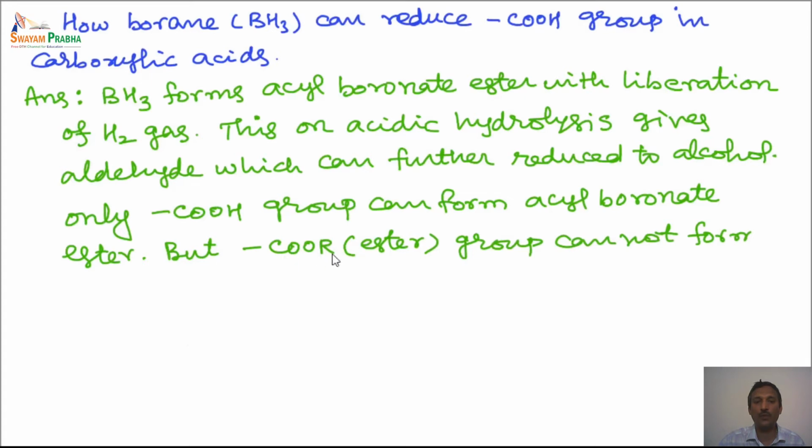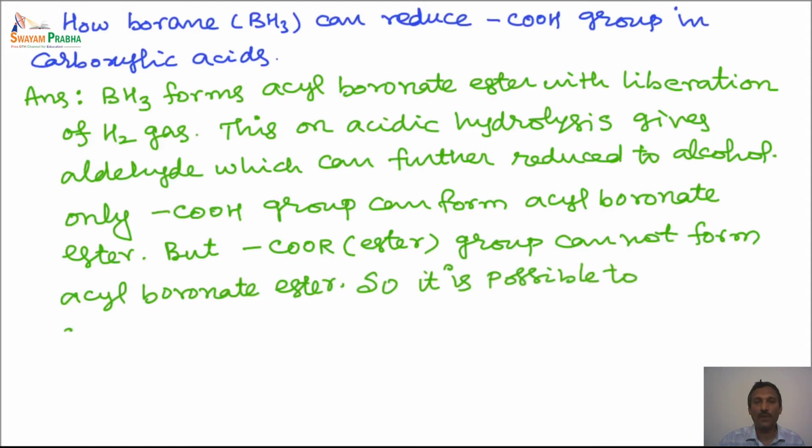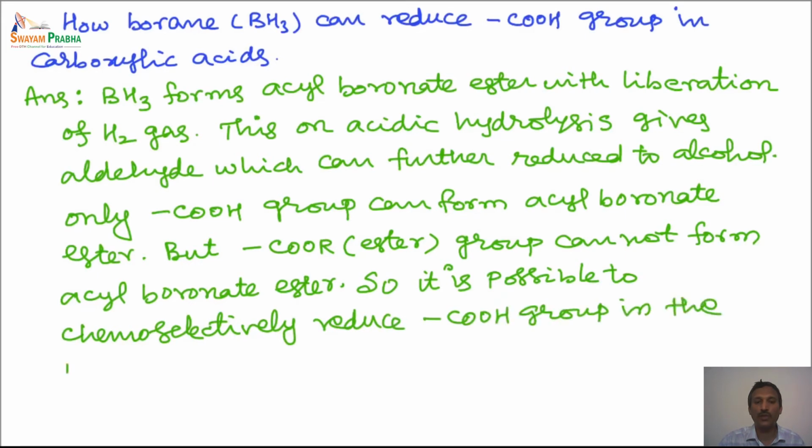But in the case of COOR, that means ester group, we do not have a hydrogen but we have an R group. So that's the reason esters cannot form the acyl boronate bond. So that's the reason esters cannot be reduced by boranes, whereas carboxylic acid can be easily reduced. So it is possible for us to chemoselectively reduce a carboxylic acid group in the presence of an ester group.